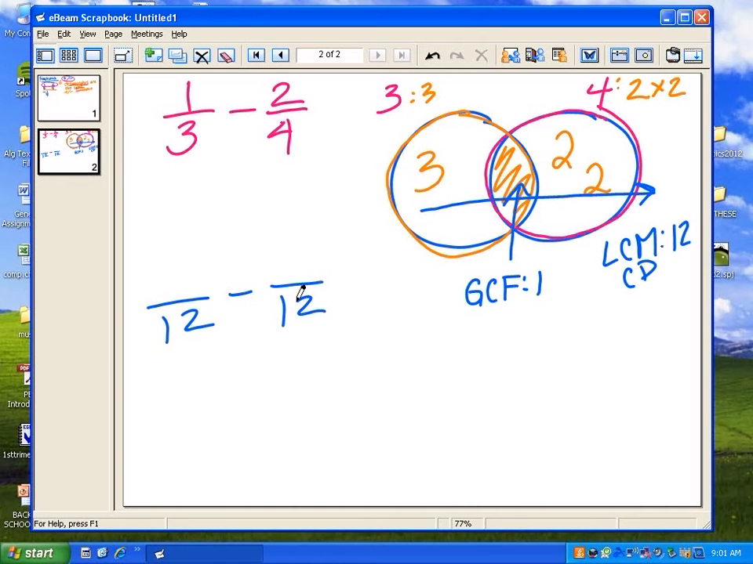So what am I really doing to the 1/3? I'm multiplying it by something to get it to become a 12. What am I multiplying it by? 4 over 4.